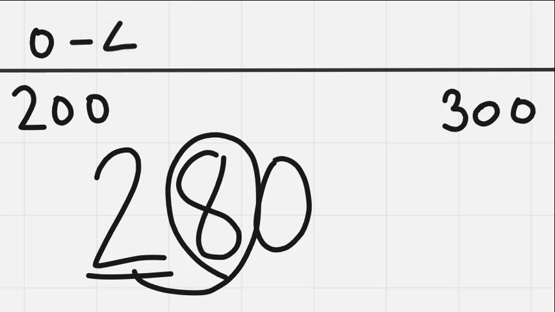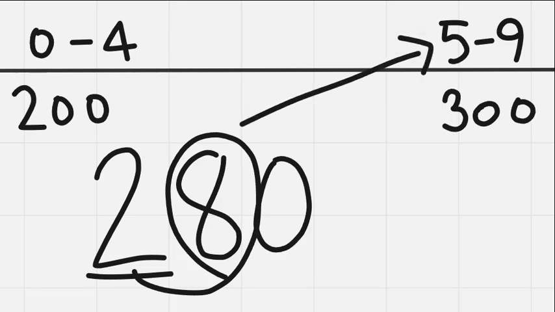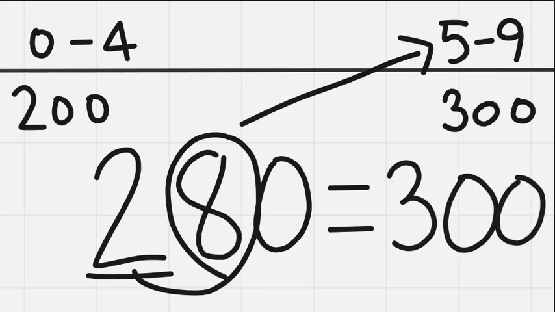0 to 4 round down, 5 to 9 round up. 8 is between 5 and 9, so 280 will round up to 300. So 280 rounded to the nearest hundred is 300. Be sure to check your work.